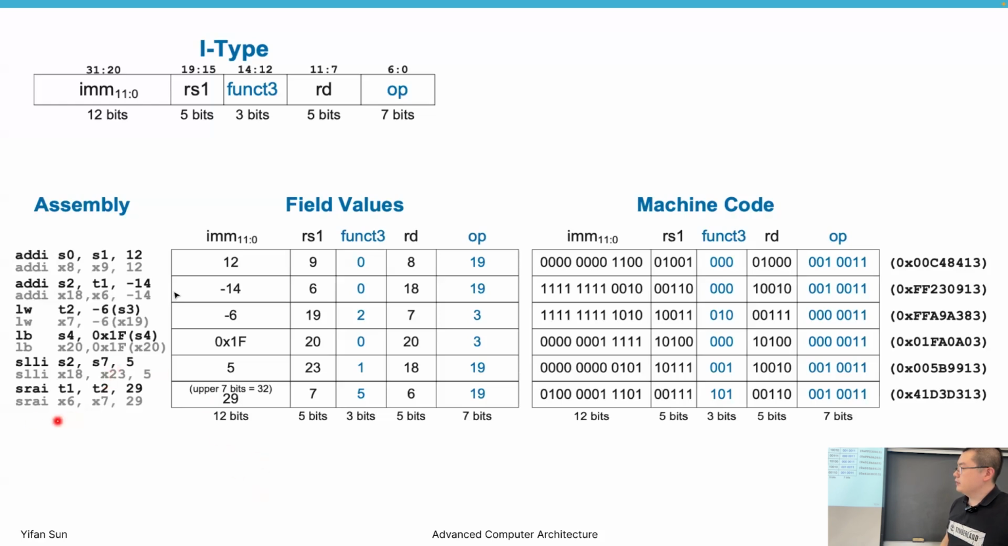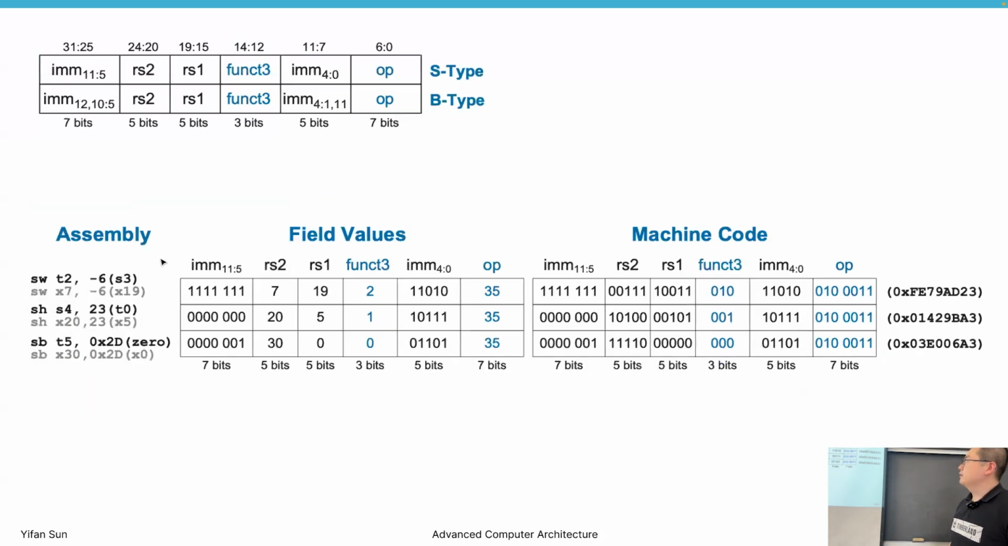Yeah, and for something like this one, shift right arithmetic, we define that only a certain range of bits matters. For example, if we shift right, there's no point in shifting more than 32 times. That means only the lower bits matter; the upper bits, we ignore.